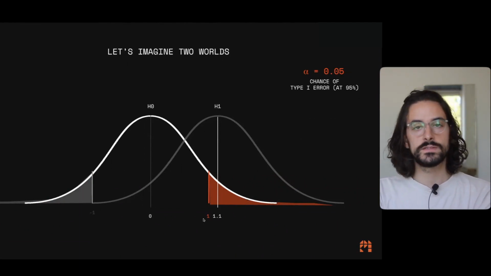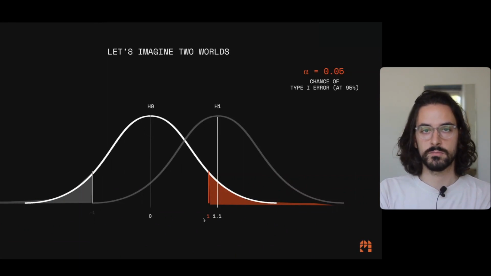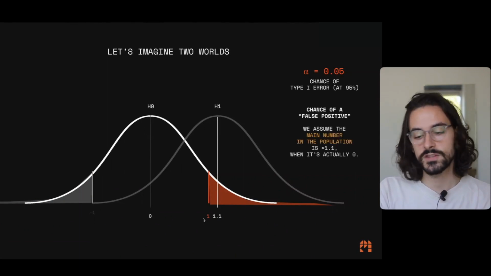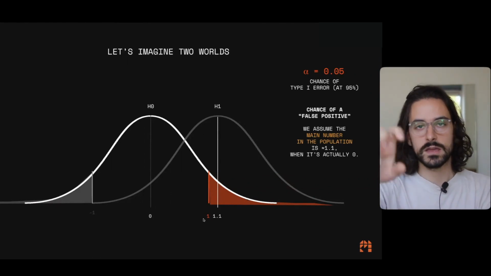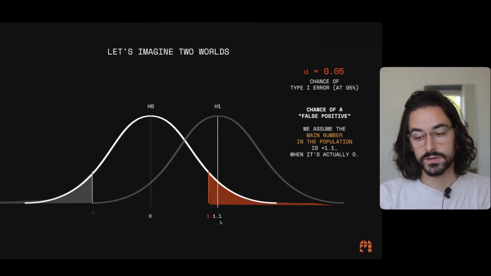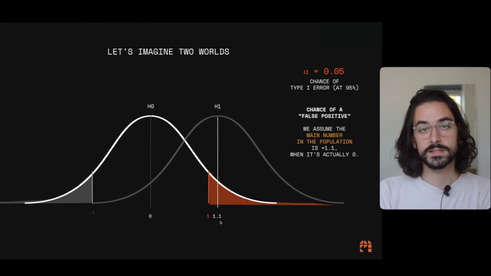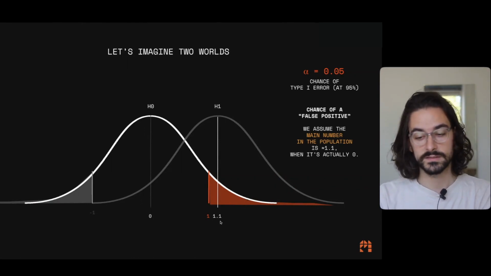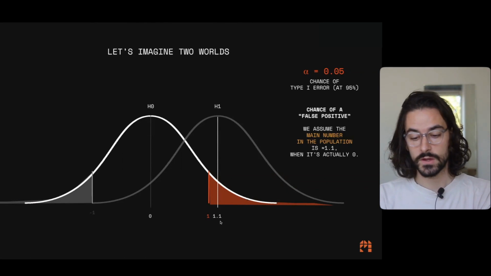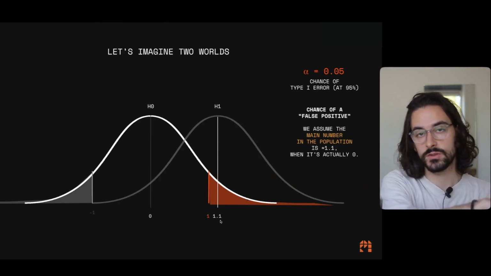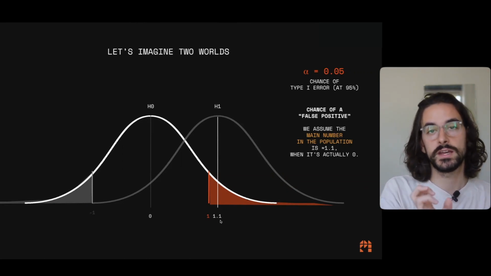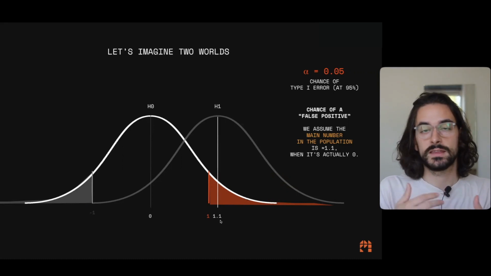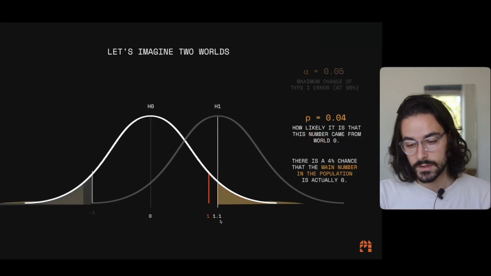So alpha is always the chance of a type 1 error. You can also remember this definition. What is a type 1 error? It's a false positive. It's a situation in which we assume that the mean number in the population is 1.1 when it's actually 0. So we're working with a maximum 5% chance of a false positive. Okay. So 1.1 could be coming from world 0. 1.1 could be just an exception sample coming from a world in which there's no difference in depression whether you use histogram or not, right? Cool.